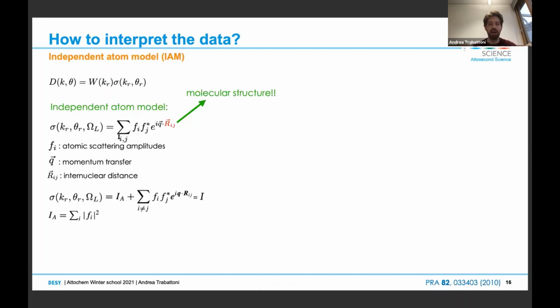You see that you are summing over all I and J. But for all I equal to J, you have the self terms that are basically the incoherent sum of the scattering amplitudes of the atoms. That is not what we are interested in. We are really interested in the molecular structure, so in the bond lengths, in the cross terms. So we have this incoherent sum plus this interference term. That is what we are interested in, where I is different from J, and we can call it I, the total signal.